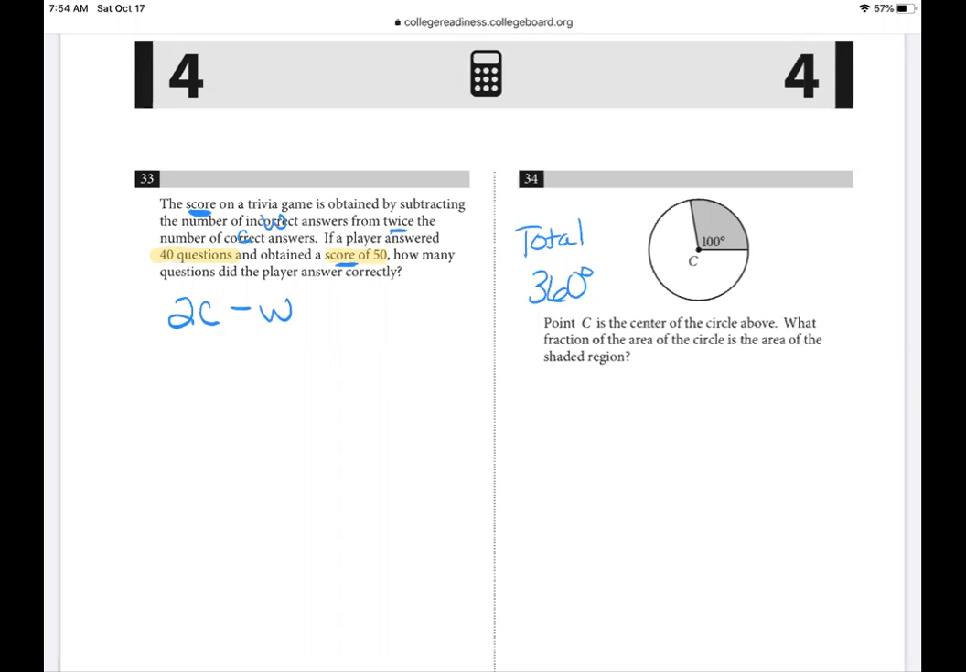So if a player answered 40 questions and got a score of 50, so the score was equal to 50, how many questions did the player answer correctly? So a total of 40 questions, that would be a combination of numbers that they got correct and questions that they got wrong. So combination or total of 40.